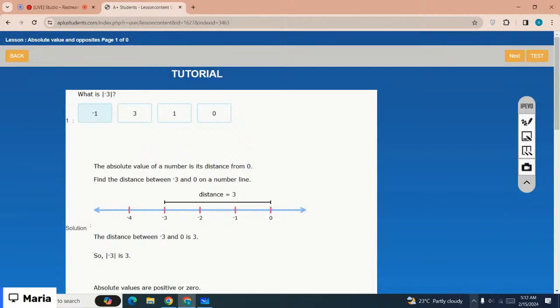So absolute values means the positive values. No negative numbers are allowed in absolute values, right? So in absolute values, all the values must be positive. The first example is, what is the absolute value of negative 3? Absolute values are always positive, so that would be positive 3, right? Got it? No negative values are allowed in the absolute values.